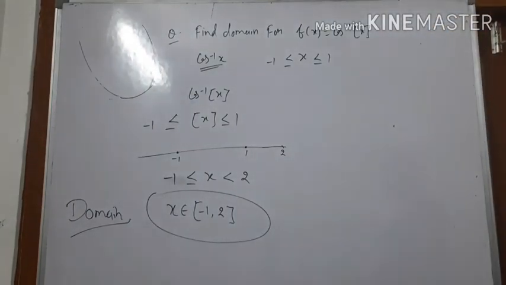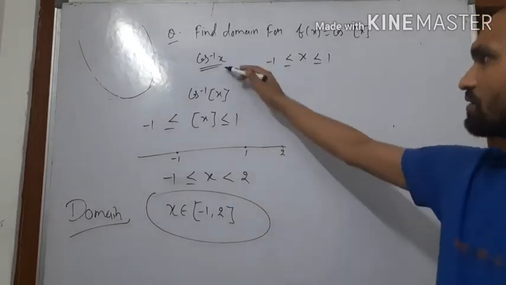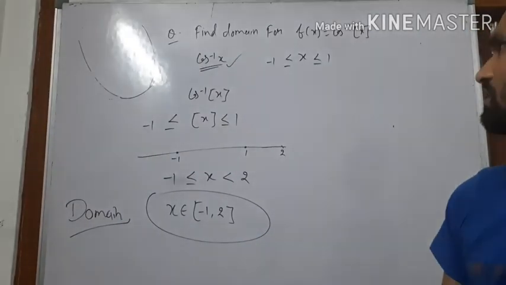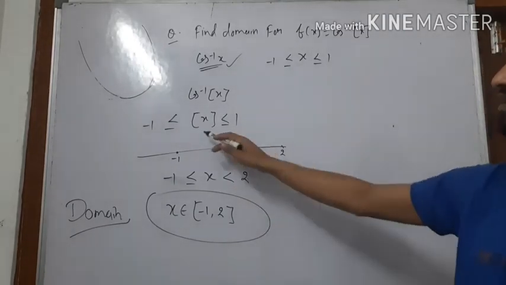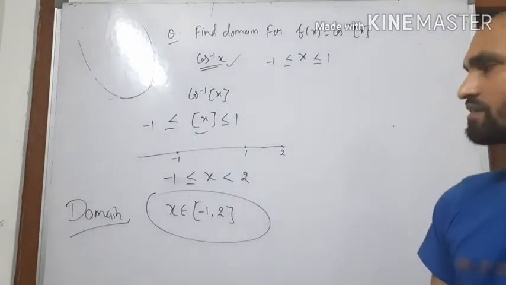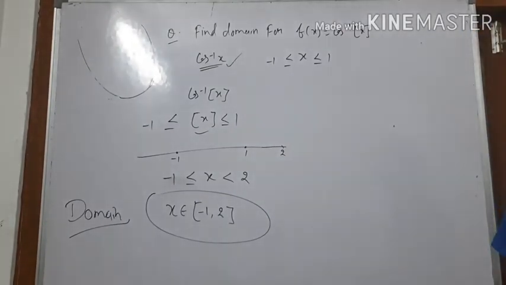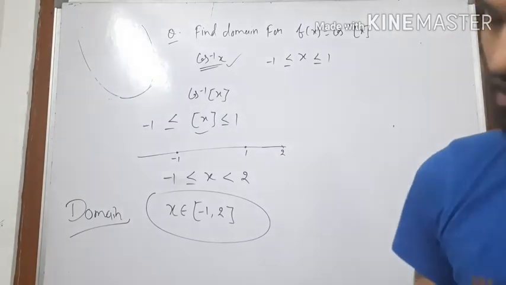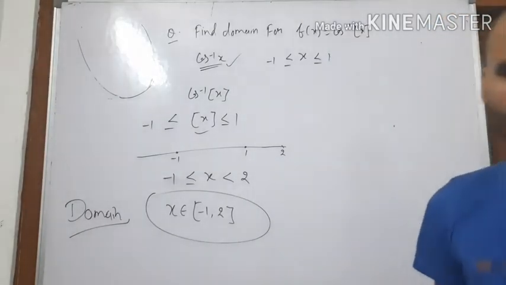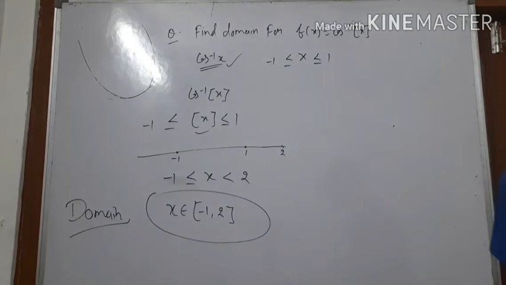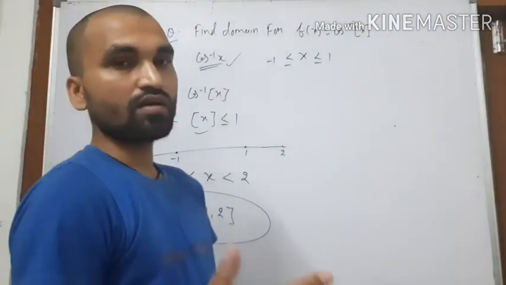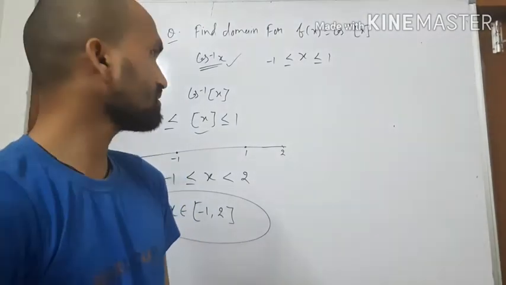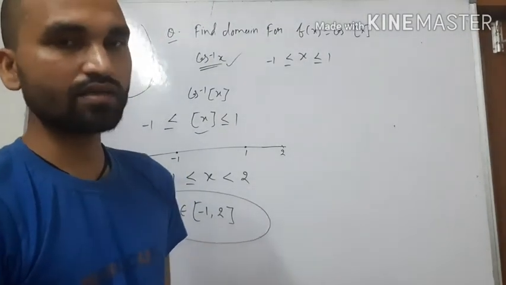Here we have simply applied two properties. The first one is the existence of cos inverse x. What is the condition? That x should belong from -1 to +1. Another property is that greatest integer x belongs from -1 to +1. Then what should x be? Then x should be from -1 to the open interval +2. Okay students, if you have any doubts, you can comment in the comment section. Your doubt will be cleared.